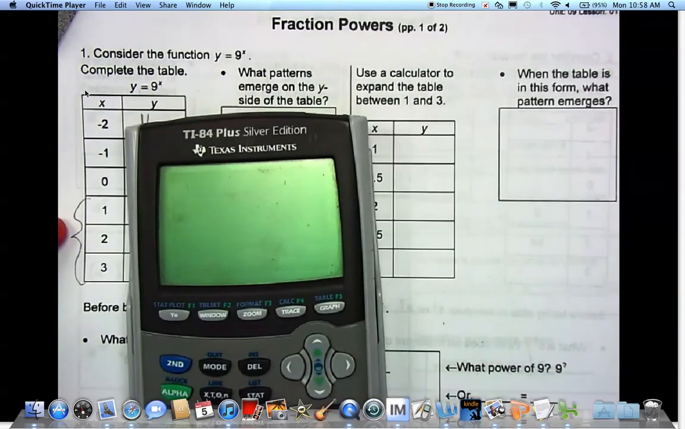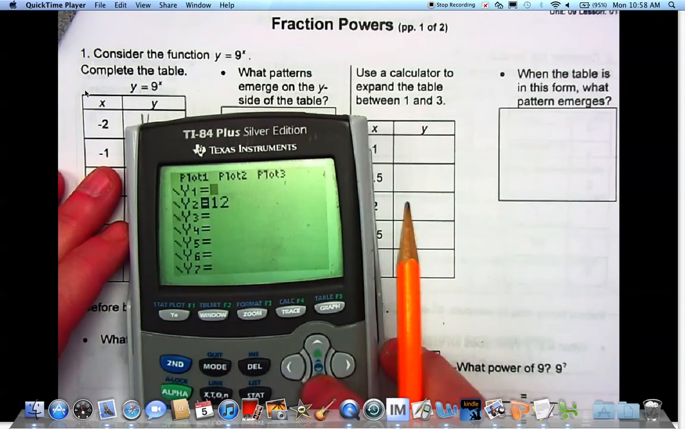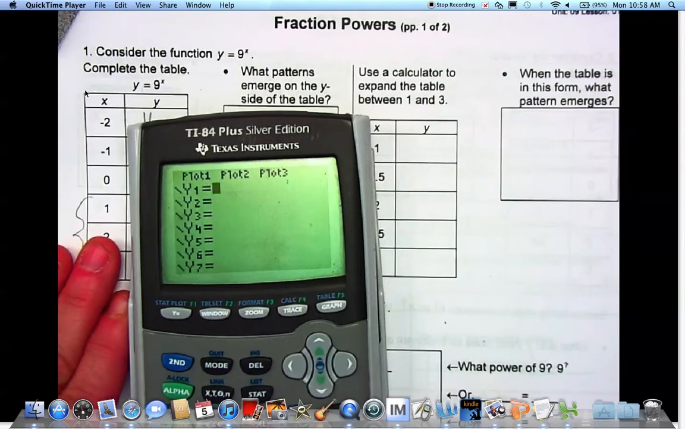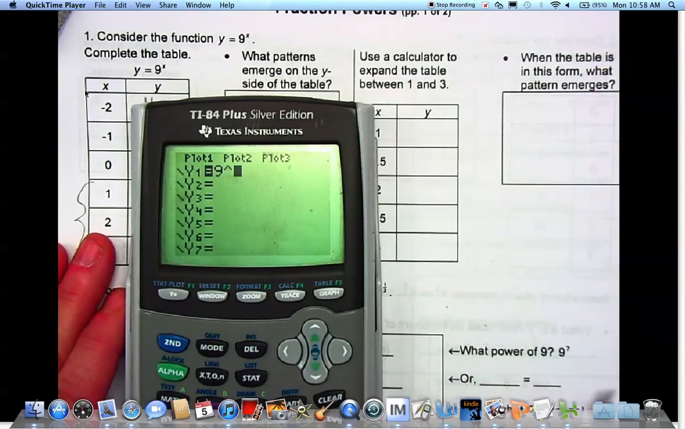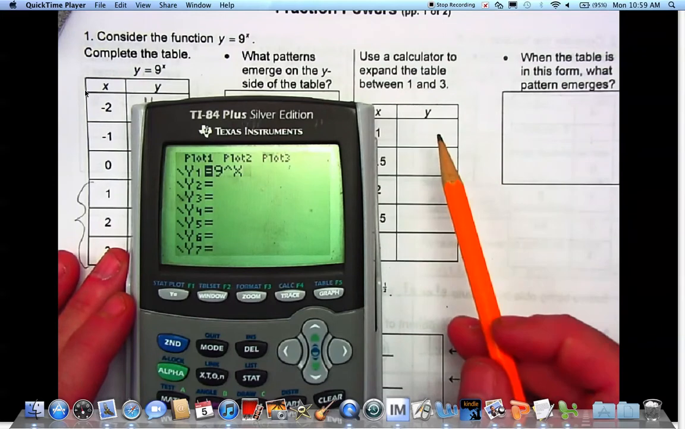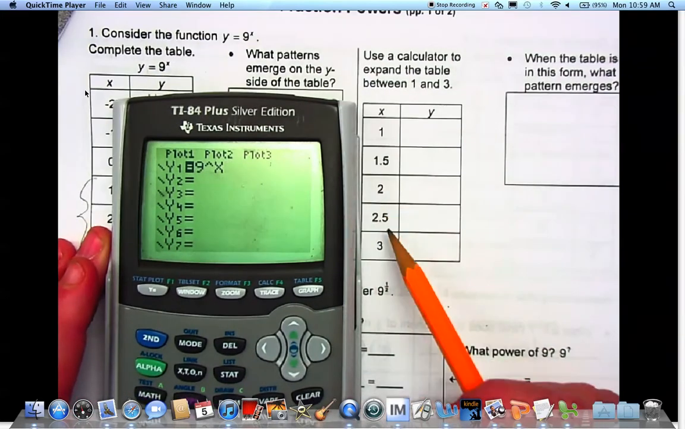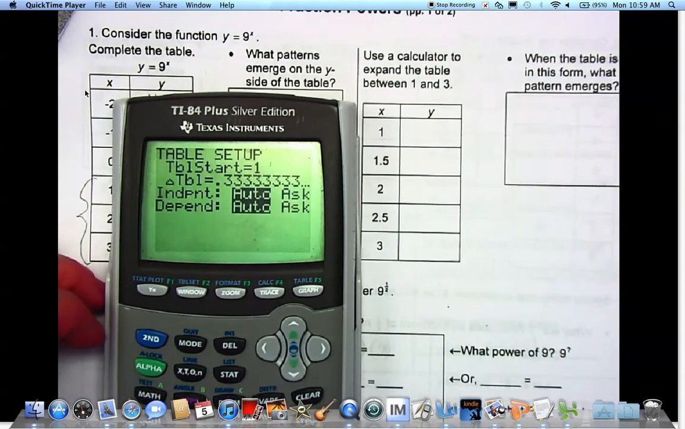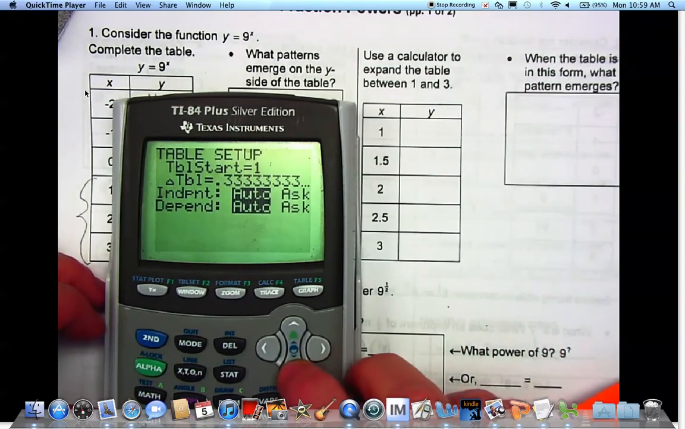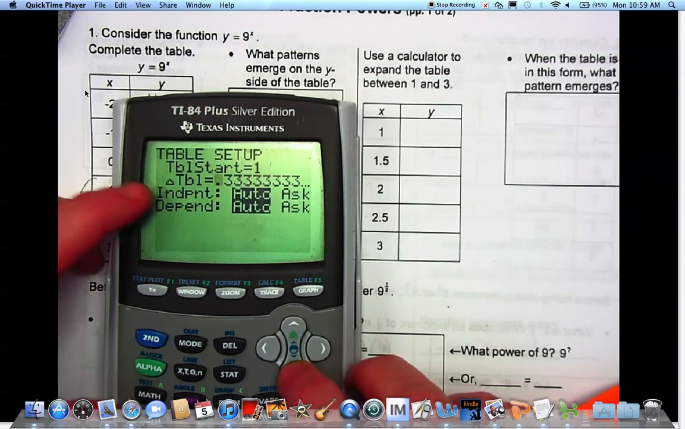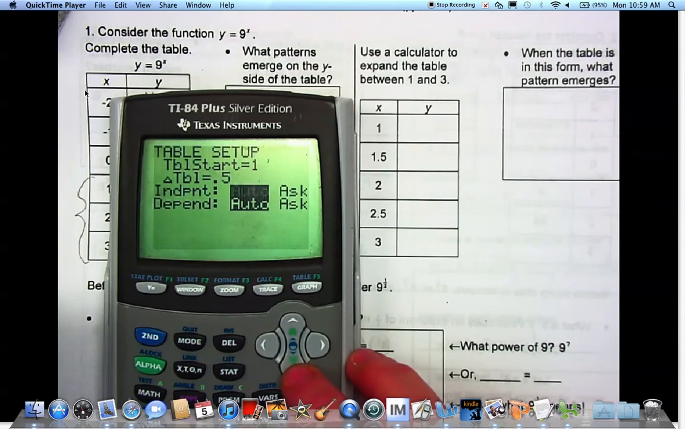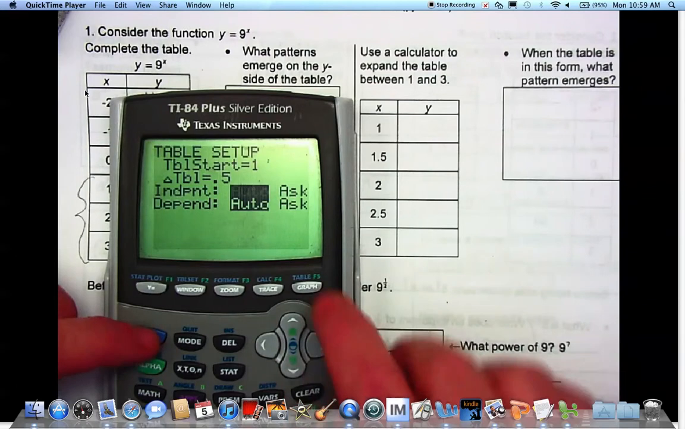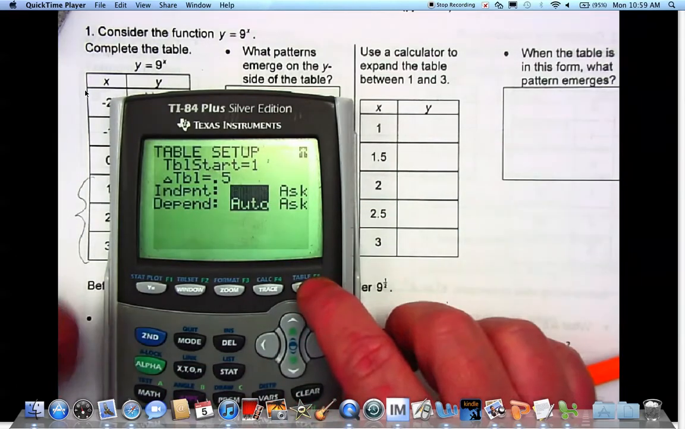So this one we can put in our calculator. Clear everything out of y equals. Then we're going to put 9 to the x. But now we want to change the way our table looks because we have these halves in there. So we're going to second window. That's your table setup. We're going to start at 1, but instead of going by ones, we're going to go by half, either 0.5 or 1 divided by 2, either way. Okay, and then they need to both be on auto. And we'll go to the table, second graph.